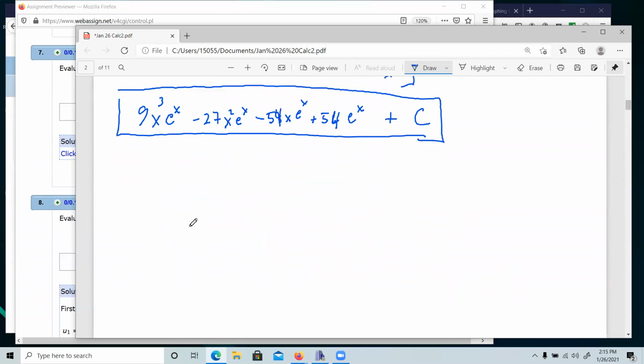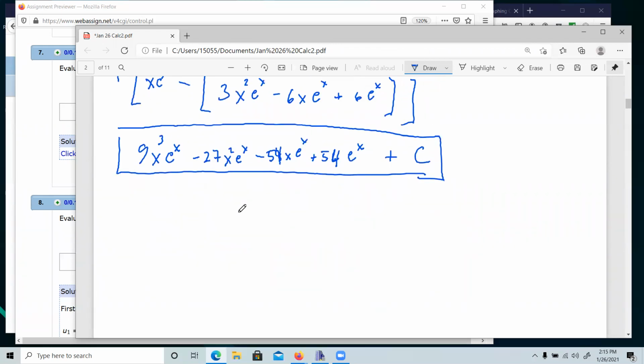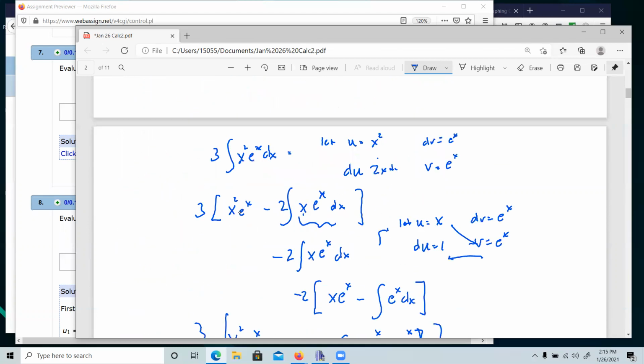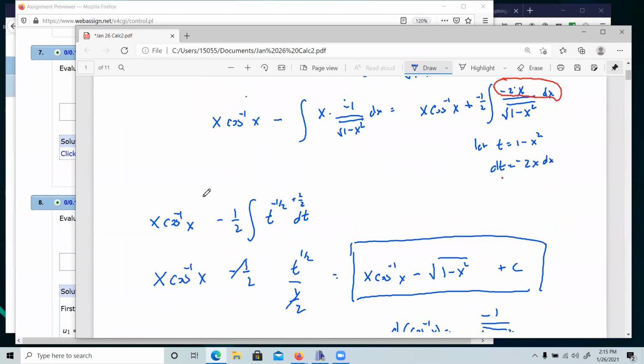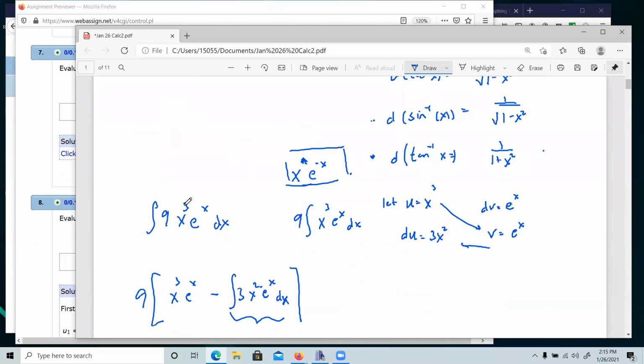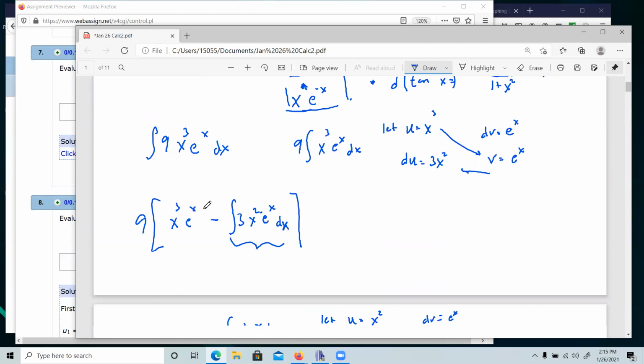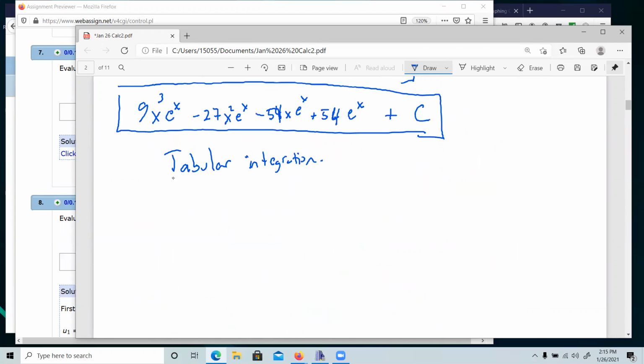All right, there is a bit of a shortcut, and this is called tabular integration. I usually don't like for students to do this, but if I throw you a problem like this, where this is happening, you'd be a fool not to use this. Going back to our first value here, we have the integral of 9 x to the 3 e to the x dx.